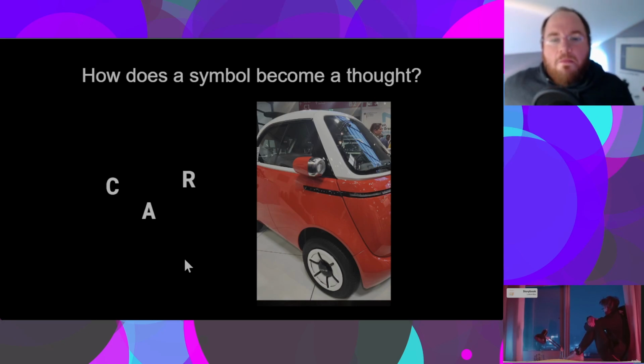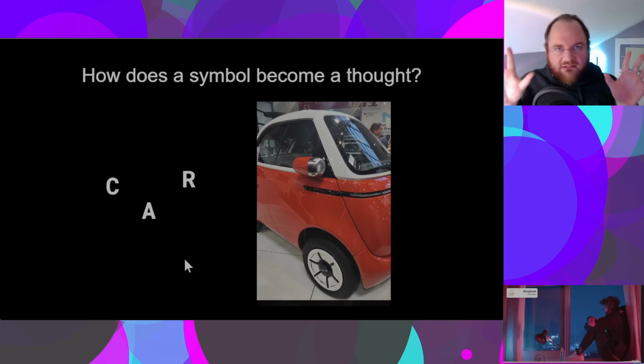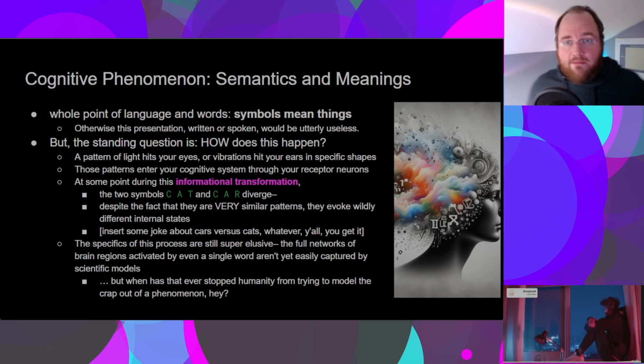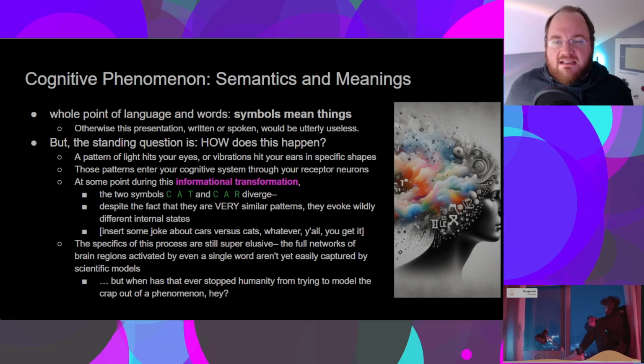But this is a pretty interesting little jolt, because those symbols are very close together, right? CAT versus CAR. The difference would be between the lines and shapes of the R and the T, and yet they are wildly different semantically. So this is the phenomenon that we're talking about today, is semantics.